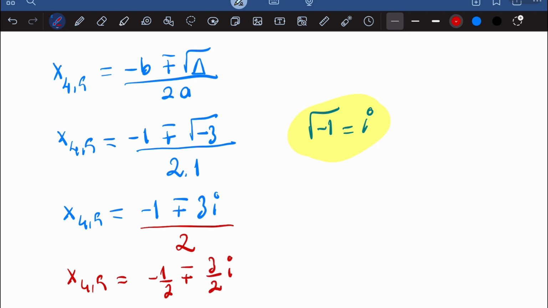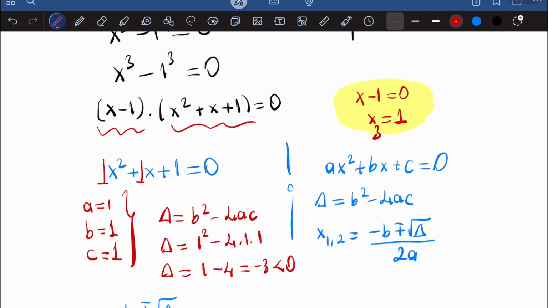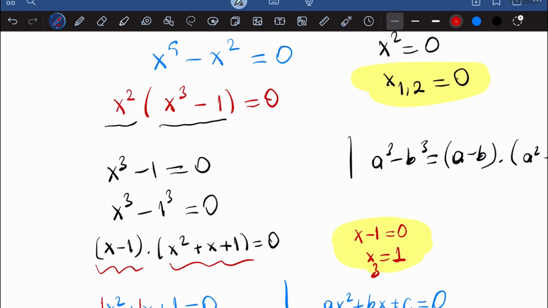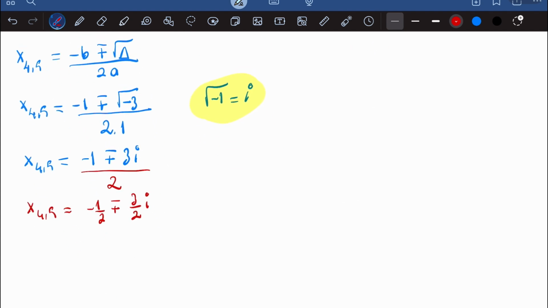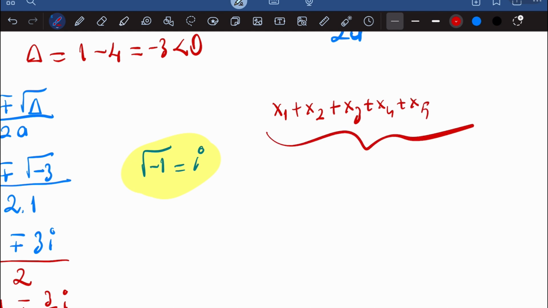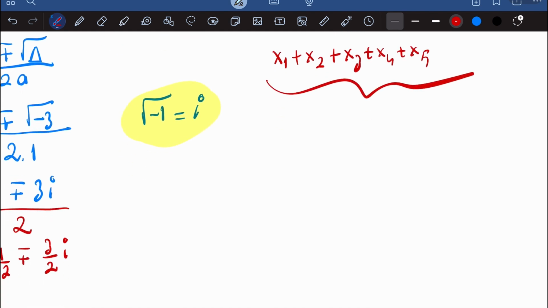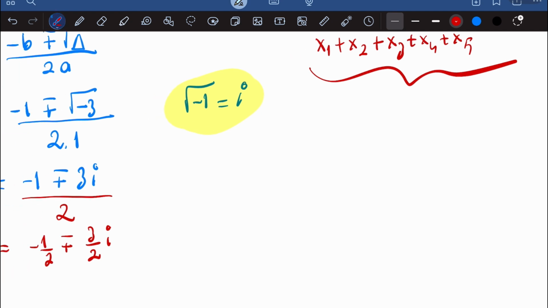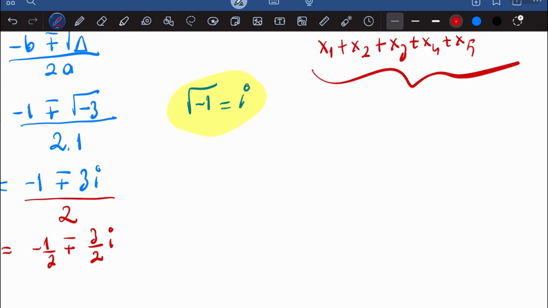Now, what was asked from us? The sum of the roots was requested. If we look at our first and second roots, they were 0. We wrote 0 here, so it became x1 plus x2 plus x3 plus x4 plus x5. The man asked us for this. If we pay attention, now the teacher got very angry because he couldn't solve this question.